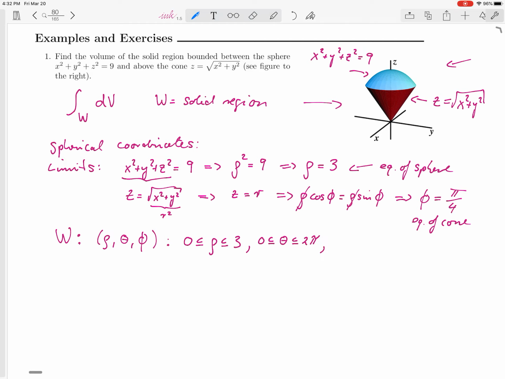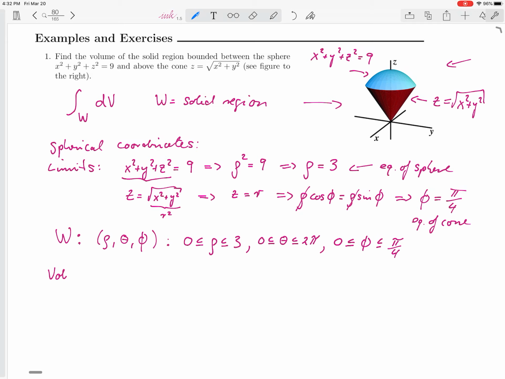And what about phi? Phi is the angle away from the z-axis. And so on the z-axis you're at 0, and on the cone you are at pi over 4. So this is how we can describe our 3D region W. So now we are ready to integrate.